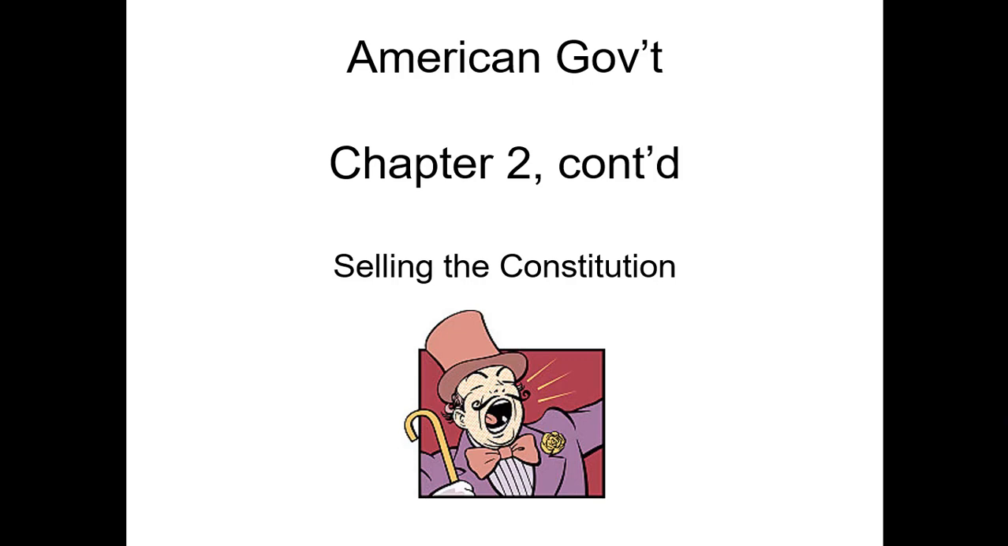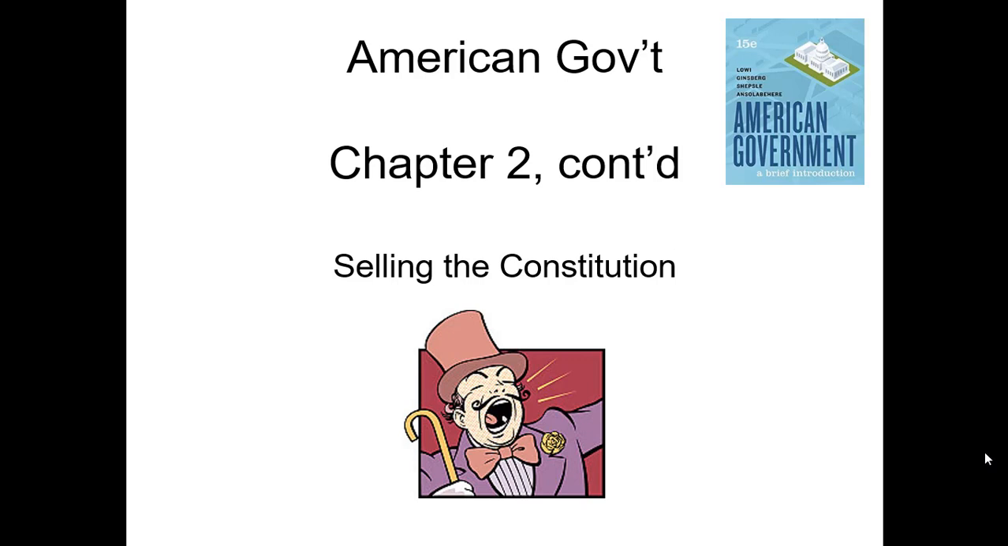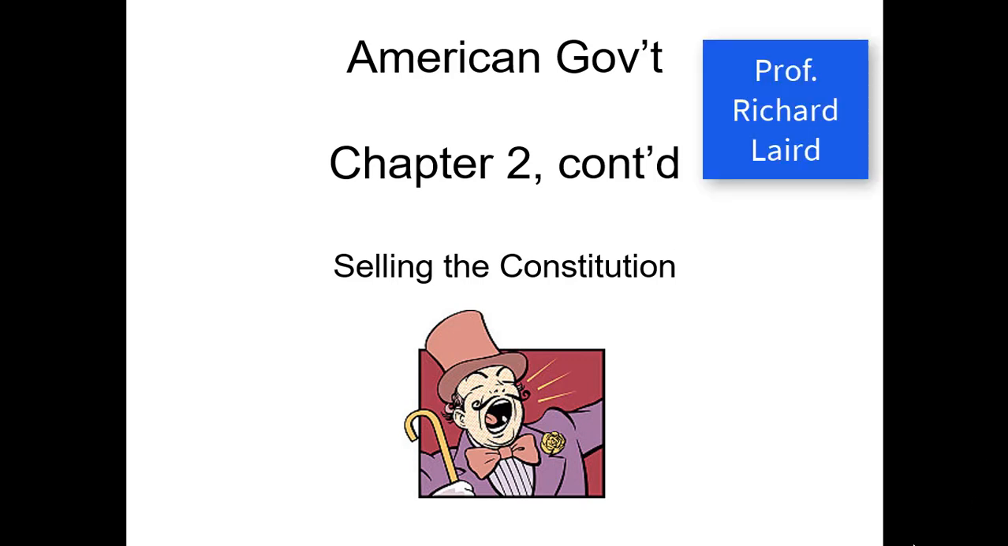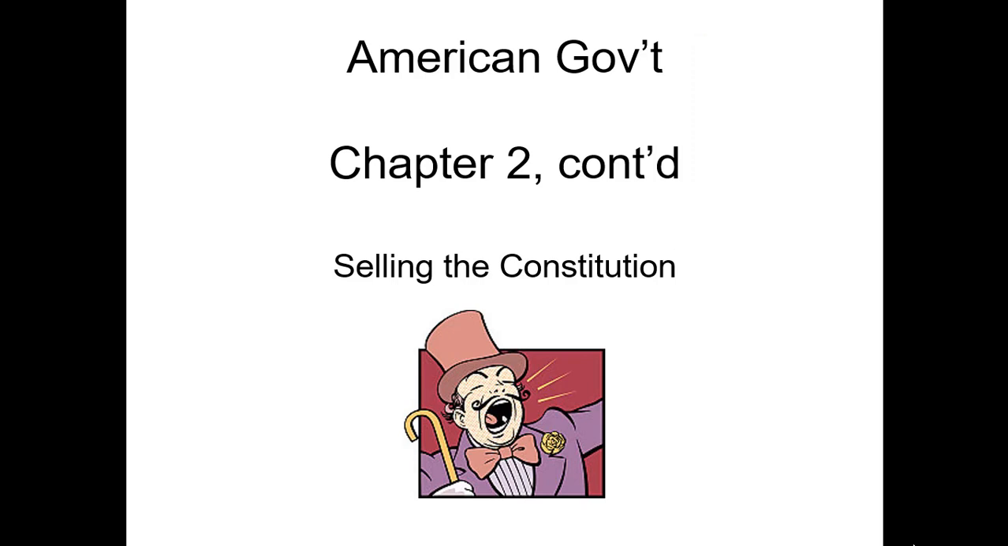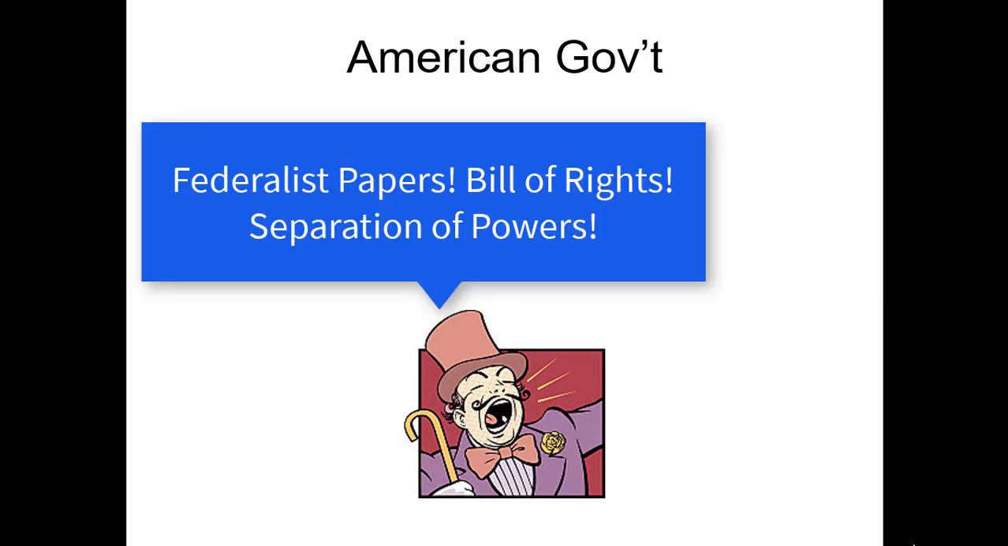Okay, this is a continuation of Chapter 2 for the American Government course. We're going to be talking specifically in this section of how the framers sold the Constitution to the states. Most particularly, we'll be looking at a couple of the Federalist Papers, which were written predominantly by James Madison and Alexander Hamilton. We'll also look at a little bit more detail on the Bill of Rights, which were promised by the framers in order to get it ratified.